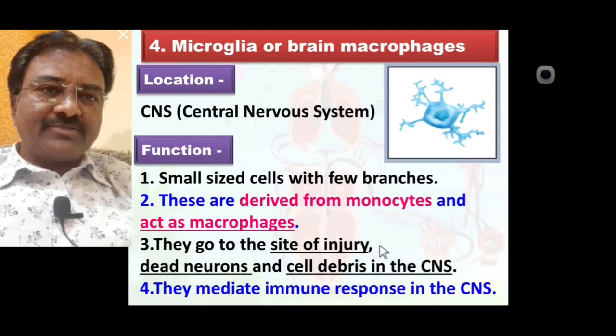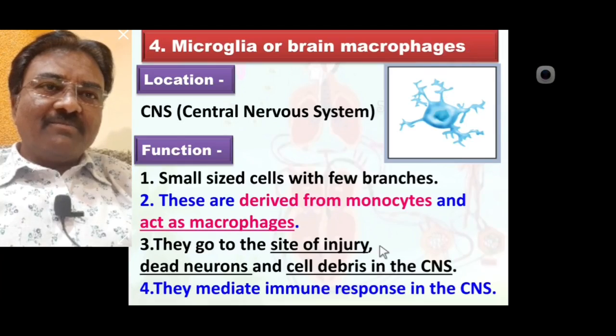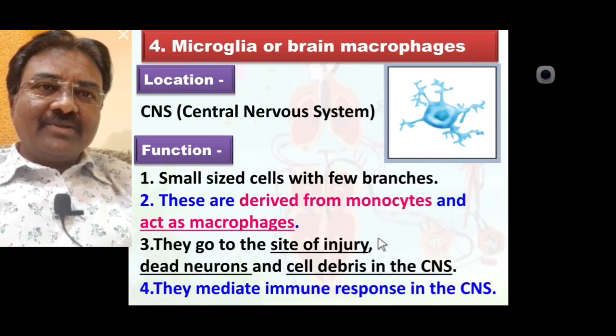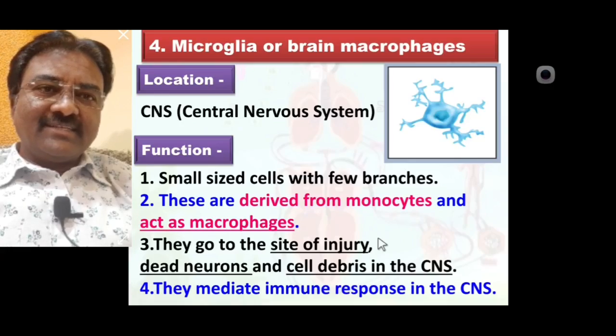Hope that you understood everything. What is microglia or brain macrophages? Now, up to this we discussed in detail a total of 4 different neuroglial cells present in CNS.